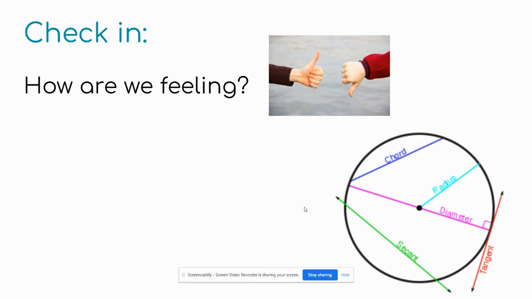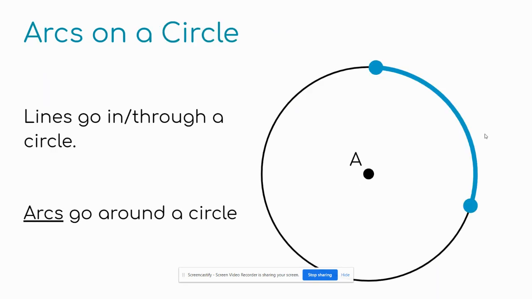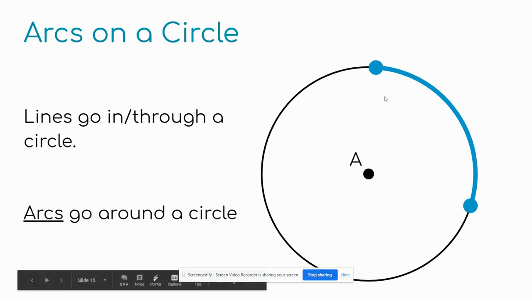If you're feeling good, you can keep going. If you're not feeling so good, I've added a video, so you can find a video on Google Classroom that'll explain this a little bit differently. But if you're feeling good, just keep on going. We're going to talk about one more thing, which are arcs. So lines, all the things we just talked about, go either inside the circle or through the circle. Arcs are going to go around the circle.